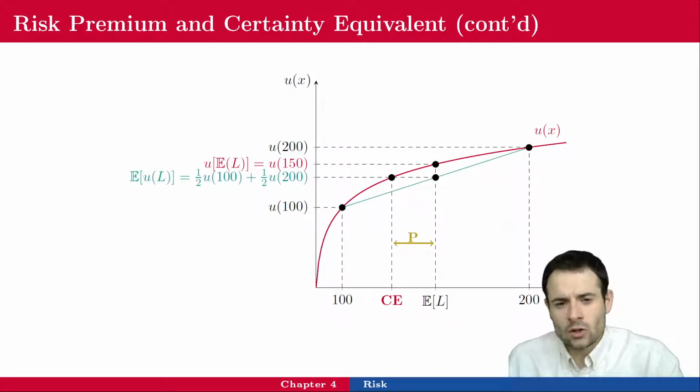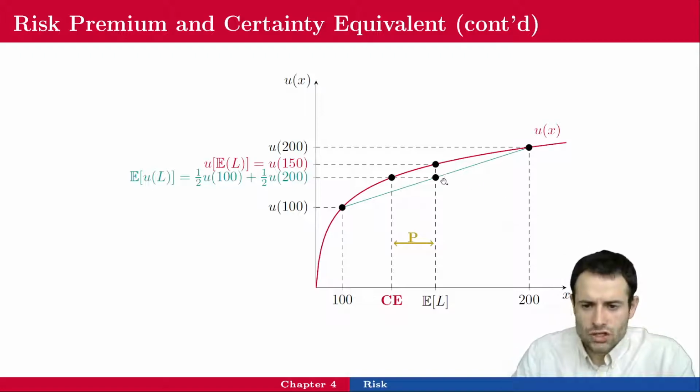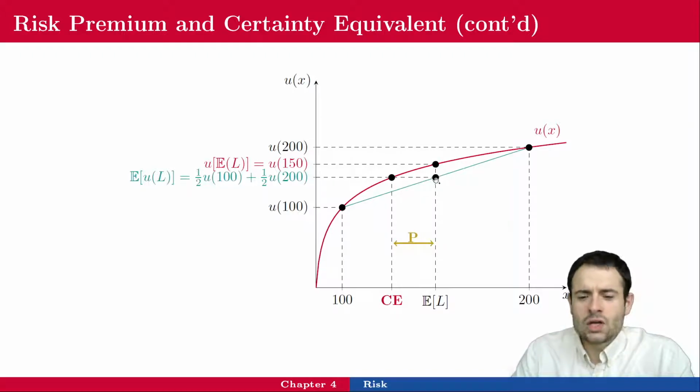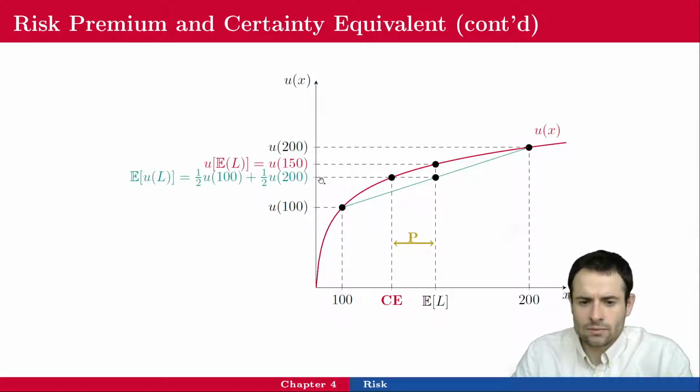Let's look at the previous graph, and now let's look at what the certainty equivalent is going to be and what the risk premium is going to be. So we started here, but then we said that the certainty equivalent is defined as the utility that makes the agent indifferent between getting the certainty equivalent and playing the gamble. If the agent plays the gamble, his expected utility is right here. Expectation of U of L.